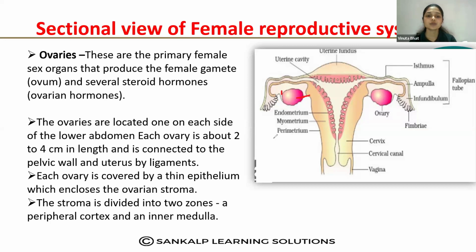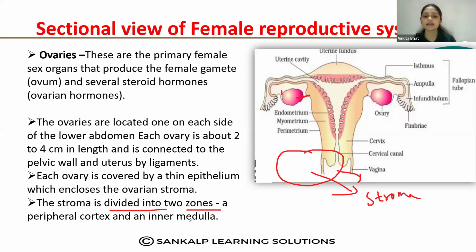Each ovary is covered by a thin epithelium which encloses the ovarian stroma. Just imagine this is the ovary. The outer layer is called the epithelium and the inner one is called the stroma. The stroma is divided into two zones, the peripheral cortex and the inner medulla. The inner region is called the medulla and the outer one is called the cortex. So this is the structure of the ovary.